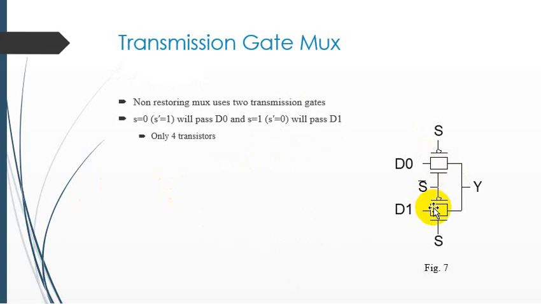So what happened in this? As we know, when we get the selection pin 0, it means that the S complement, which is here, is going to be 1. So what happened? It will pass the D0 to the output side, and if we get S as 1, and the S complement automatically becomes 0, then D1 will pass to the output side. So the number of transistors is going to be reduced, and the complexity of the circuit is also going to be reduced with the help of the transmission gate.